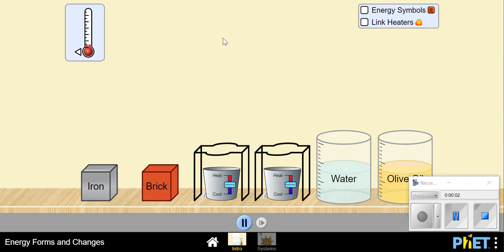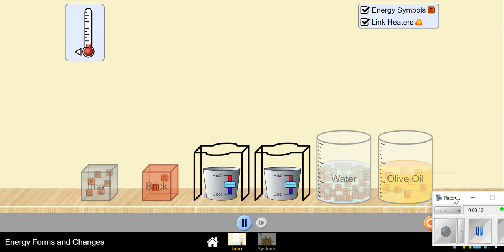So trying to get the point across of how things heat up. I have different objects here, and if I turn on this energy symbol, that helps to show where the energy is going. And different things heat up at different rates. And without getting too specific, that's a pun there, you'll see in a second.